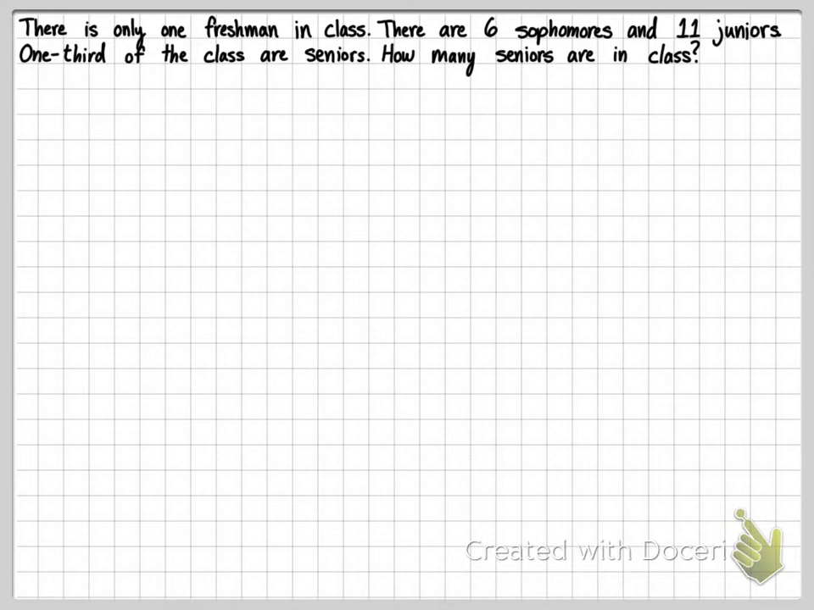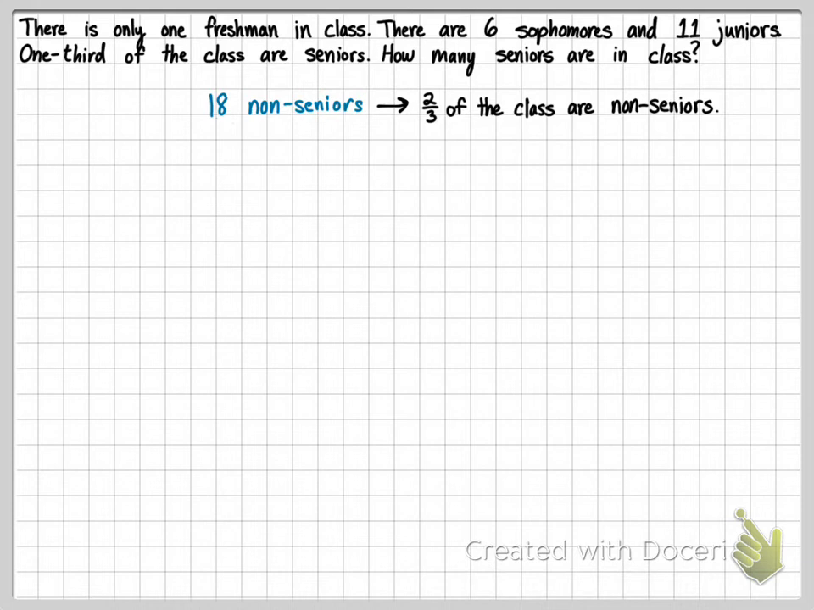So there is only one freshman in class. There are 6 sophomores and 11 juniors. 1/3 of the class are seniors. How many seniors are in class? We have to figure out, first of all, how many non-seniors do we have? We have 1 freshman, 6 sophomores, and 11 juniors. We have 18 total non-seniors. All these are not seniors, right? 2/3 of the class are non-seniors. That makes sense because 1/3 of the class is seniors, so 2/3 of the class are not seniors.